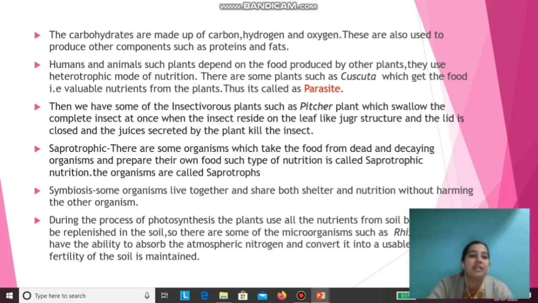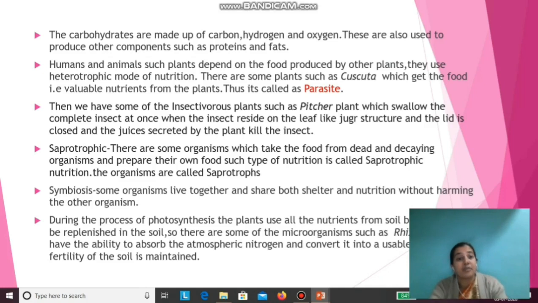Okay? Then we have insectivorous plants. You have learned about insectivorous plants. Which is it? Yes, the pitcher plant. It completely swallows the insect which resides on the leaf, which is a jug-like structure, and the lid closes it. When the insect comes and sits inside the jug-like structure, the lid is closed and the juices secreted in the plant will completely kill the insect.